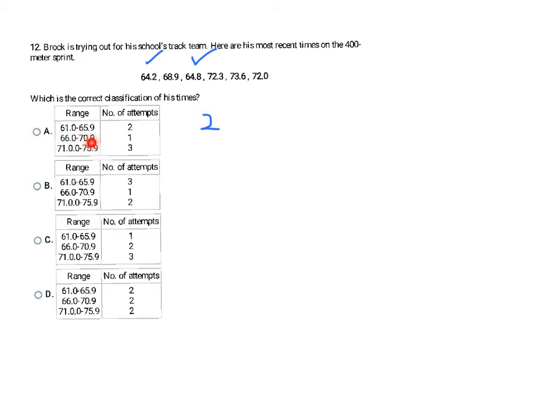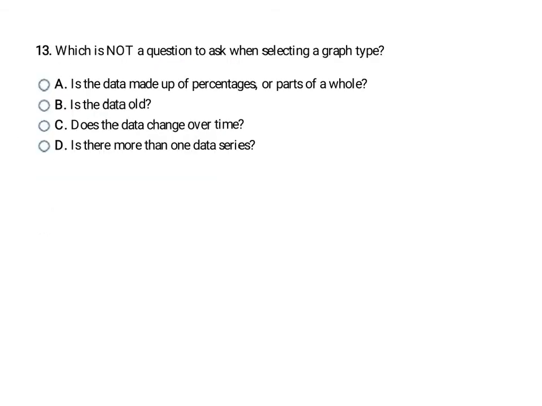And then my second range is 66 to 70.9. There's just 1, so there's going to be 1 in that second range. And then my last range is 71 to 75.9. And if I look at that, there's 1, 2, 3 of those. And so the one that says number of times 2, 1, 3 is choice A.